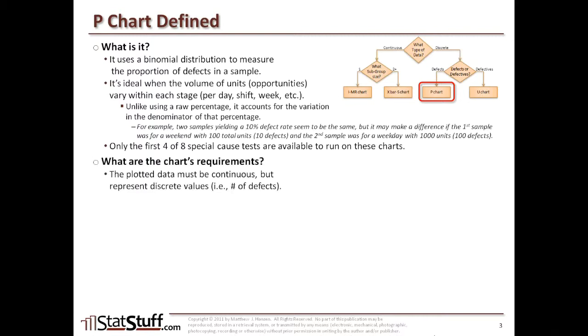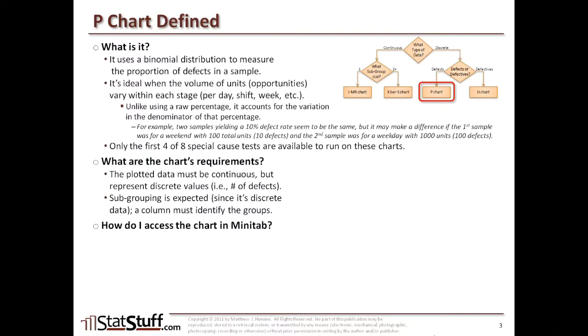So what are the requirements for this chart? The plotted data must be continuous, but it should represent discrete values like number of defects. And we'll show you that when we look at the example. Also, subgrouping is expected to be a part of it since we're dealing with discrete data. So a column must identify what those different groups are.